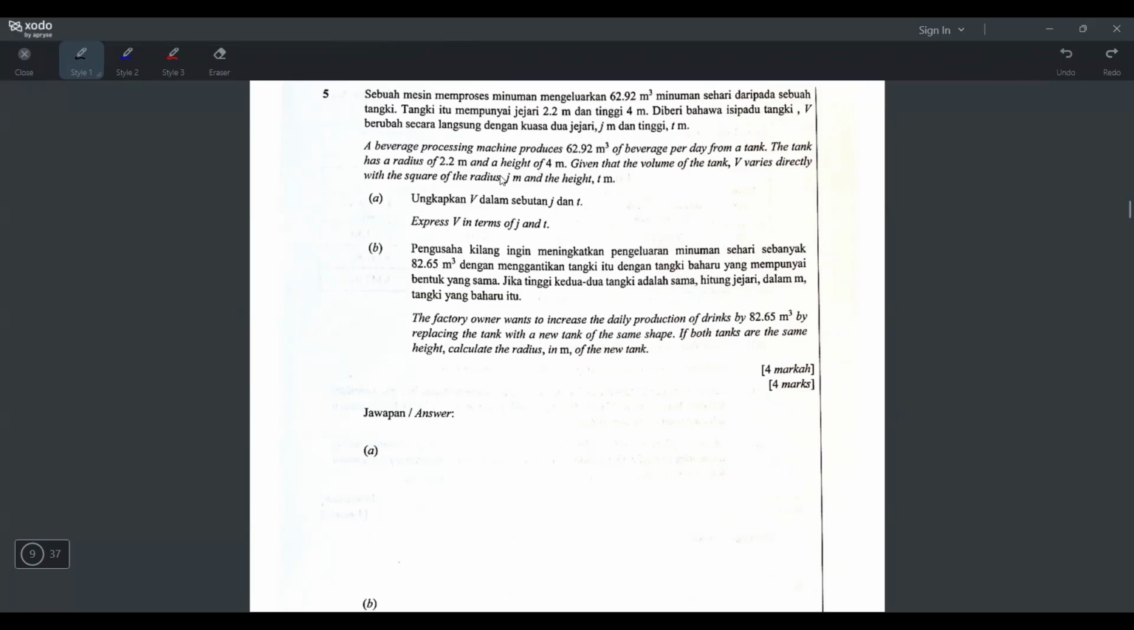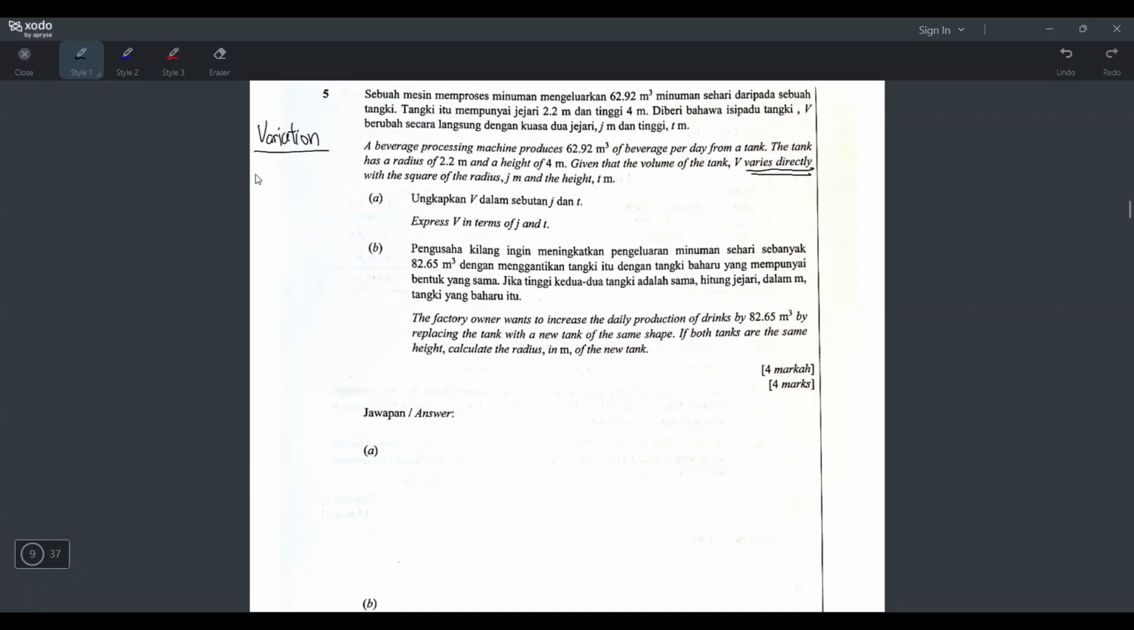Okay, so far they give us some information, but I think I have to keep reading because I still don't know which chapter this question is. I need to know which chapter first, then only I can make a strategy and plan how to solve this question. So let's keep reading. Given that the volume of tank V varies directly. Okay, when I read until here, I know for sure which chapter it is? Form 5 chapter 1, right? Variation, right? It's the variation chapter. Okay. So after I know it's the variation chapter, now I can apply the steps already.